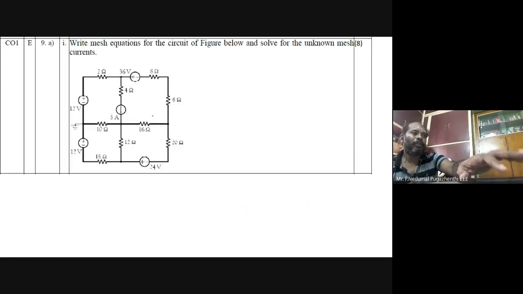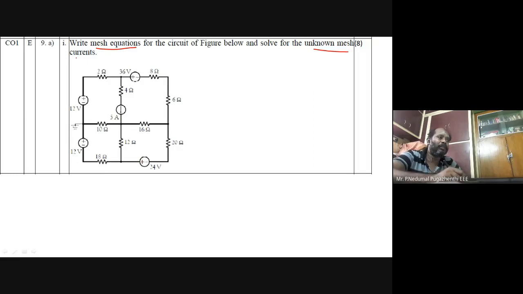We will go to the next problem. Okay, they are asking to write mesh equations and find the unknown mesh currents. So let us assume the mesh currents first. Then we will try to write the equations, and we will try to solve the problem.